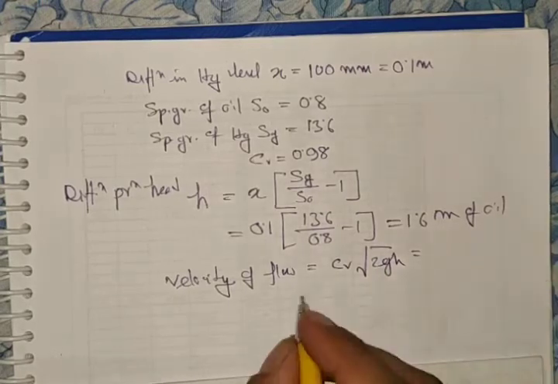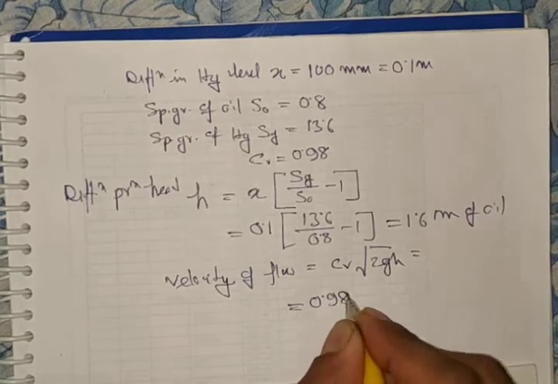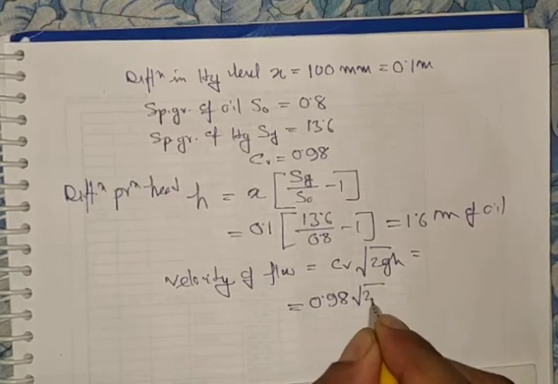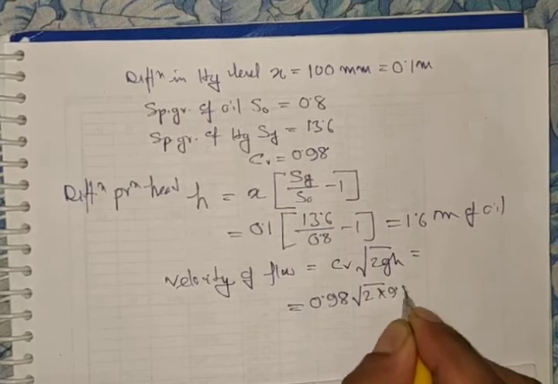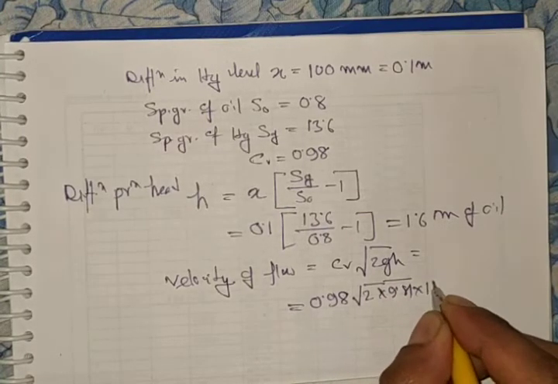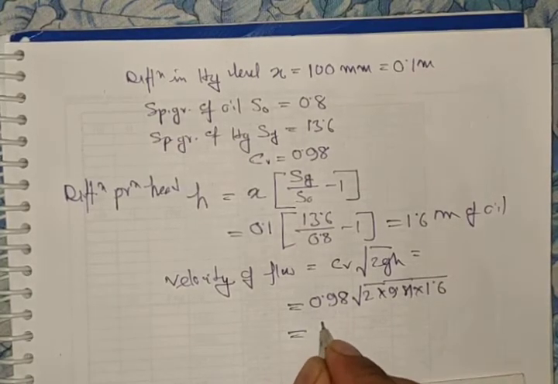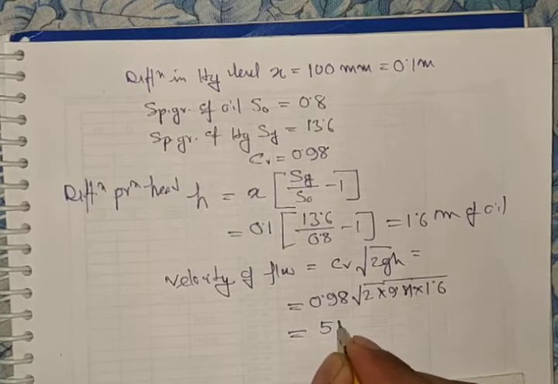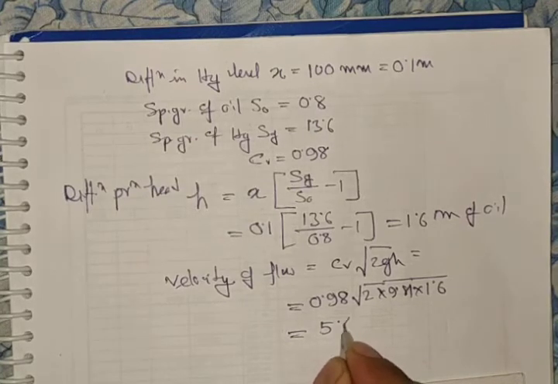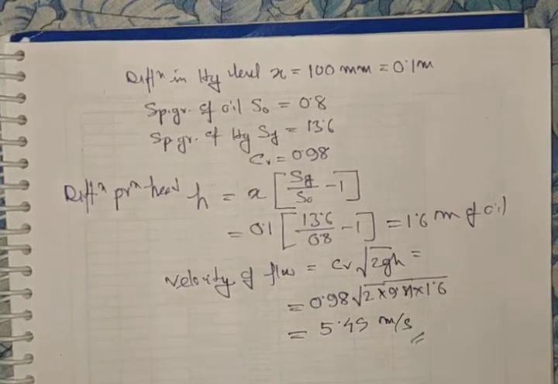So this is 0.98 root over 2 into 9.81 into 0.6. So ultimately you will get 5.49 meter per second. So this is the answer of this particular problem.